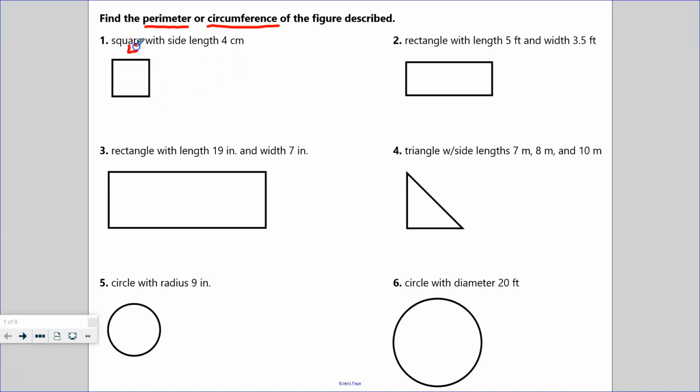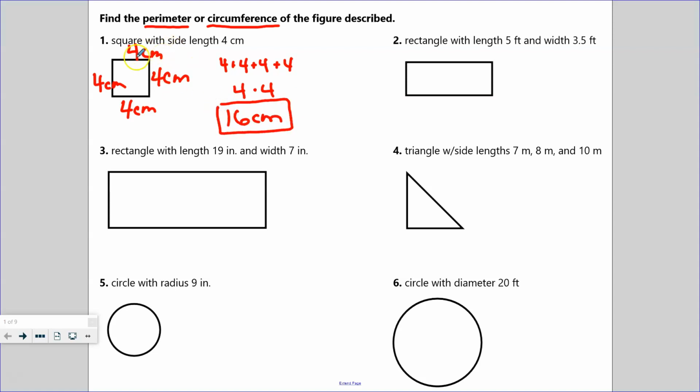Now it says a square with the side length of 4 centimeters, right? Now with the square, we know that each side is going to be equal, right? So we can simply just say 4 plus 4 plus 4 plus 4. Or another easy way to do that with repetitive addition is to use multiplication. And so we get 16 centimeters, right? Now it's not squared because it's just adding up the distance around the shape.